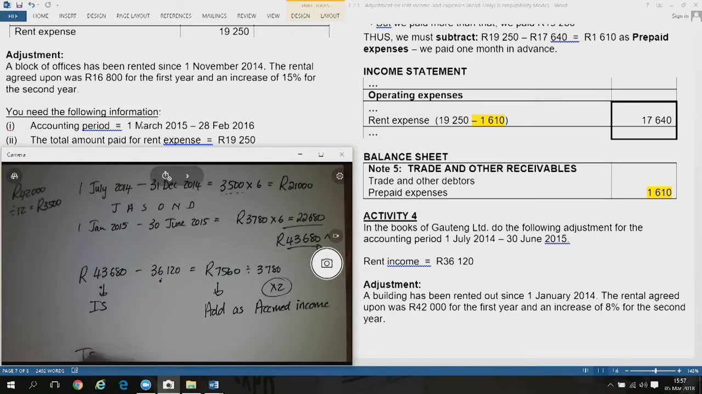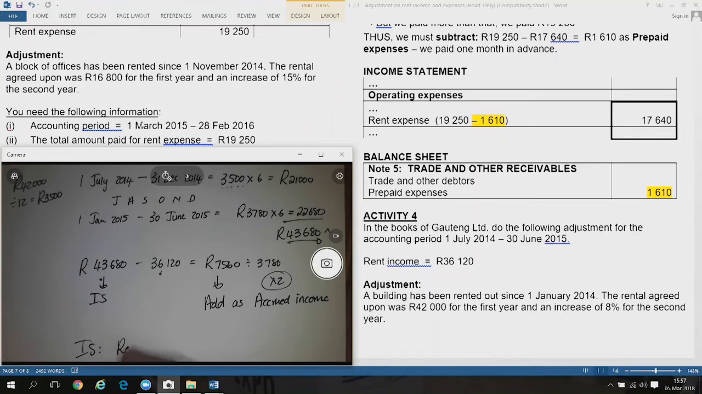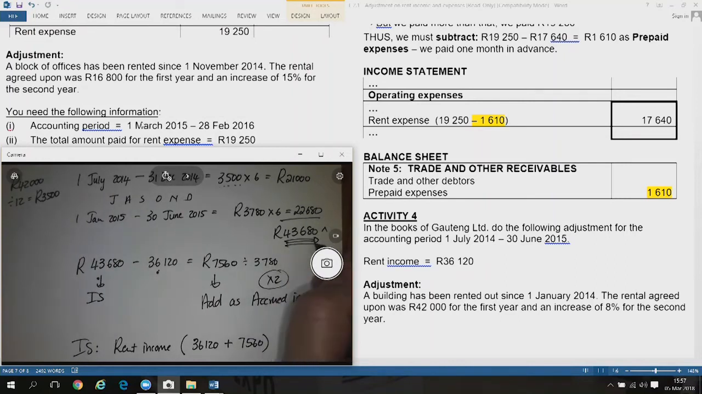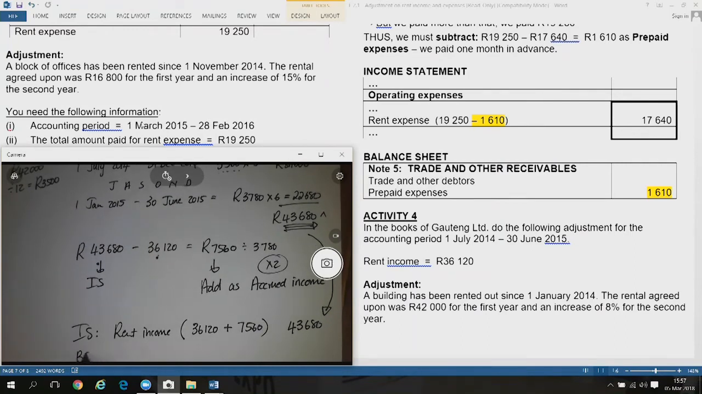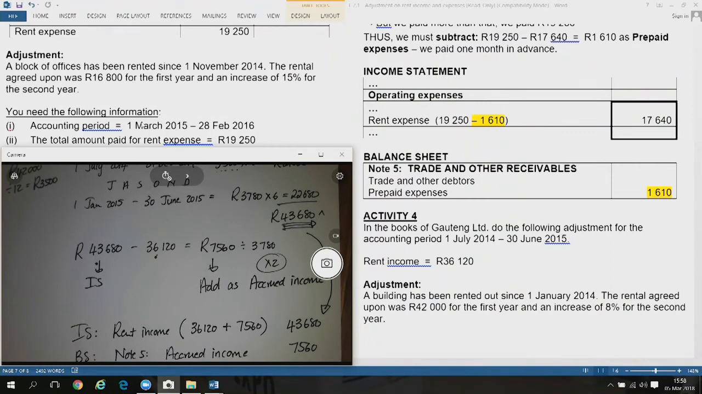So the income statement will be rent income: 36120, we must make it more so that the answer is 43680. Remember, that amount is your total. That amount must be there. And then we say in the balance sheet, note number 5, accrued income: 7560.